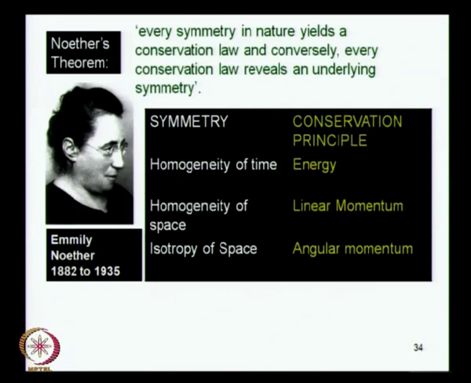You know that if there is homogeneity of time, there is a symmetry associated with that, and there is a corresponding physical property which is conserved, namely the energy of the system. Then there is homogeneity of space associated with translational invariance, and a conservation principle, which is the conservation of linear momentum. Likewise, isotropy of space is connected with angular momentum, and this is a more general principle known as Noether's theorem: every symmetry in nature yields a conservation law, and conversely every conservation law reveals an underlying symmetry.